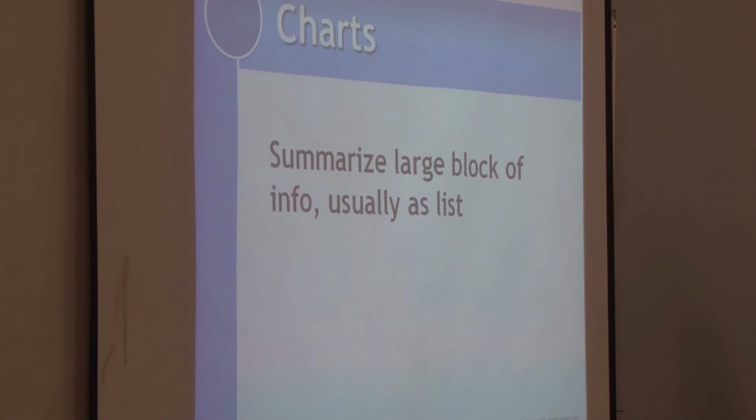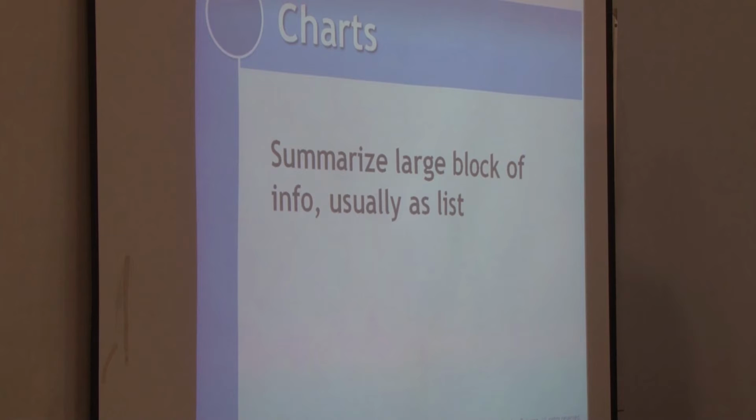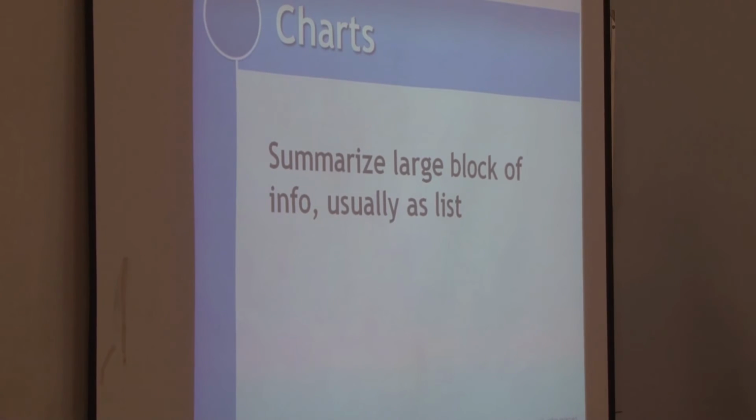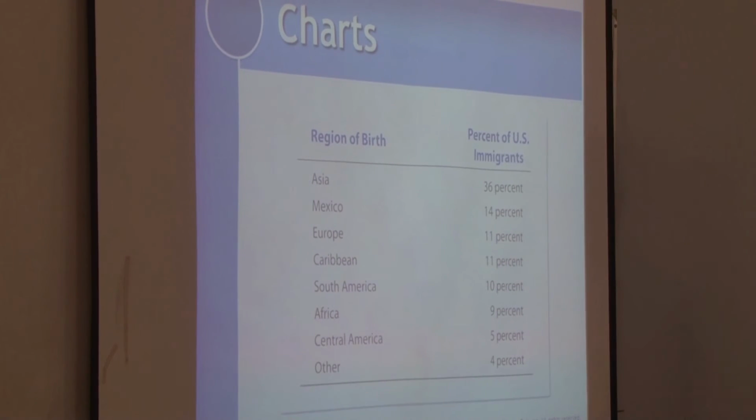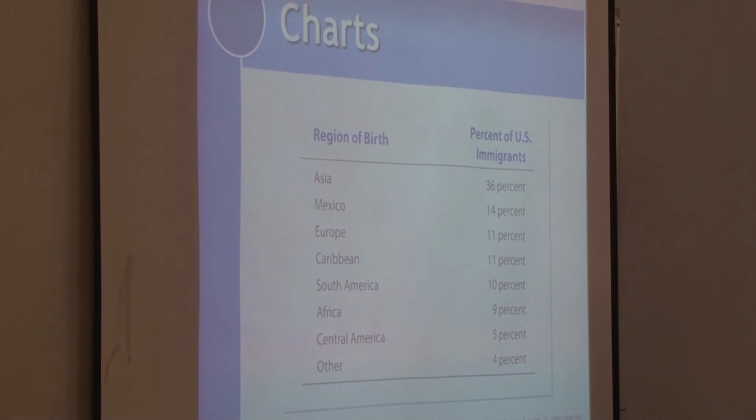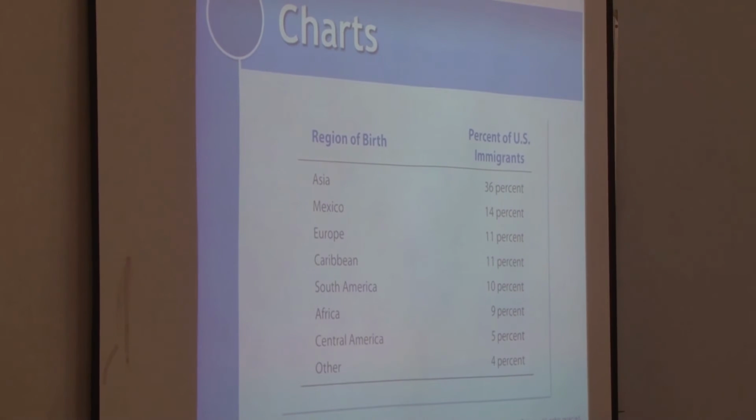Okay, and then you can have what's called a chart, which basically just gives you a list of information, such as this one. This is just a list. It's not anything like the pie graph or the line graph or the bar graph. You're looking at percent of U.S. immigrants by region of birth, which is Asia, Mexico, Europe, Caribbean, South America, Africa, Central America, and others. So that gives you an indication of who's coming to America.